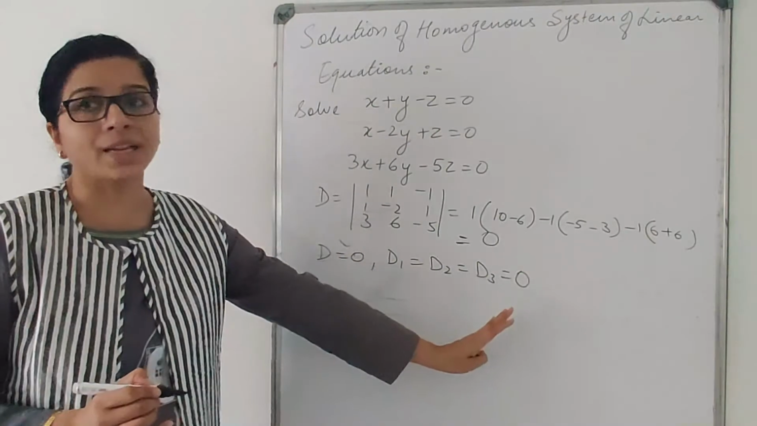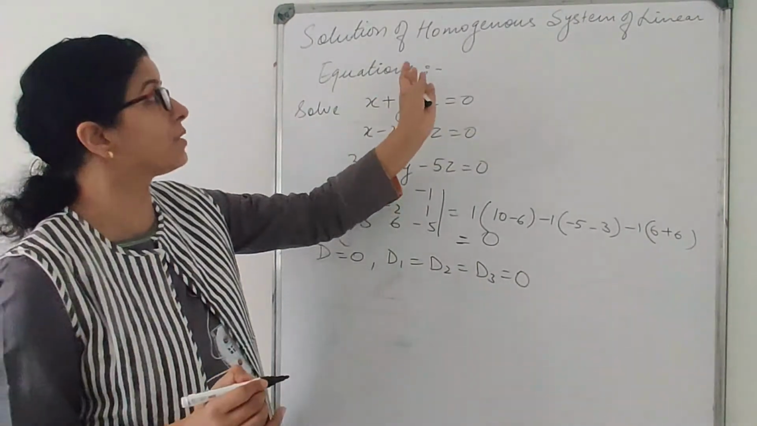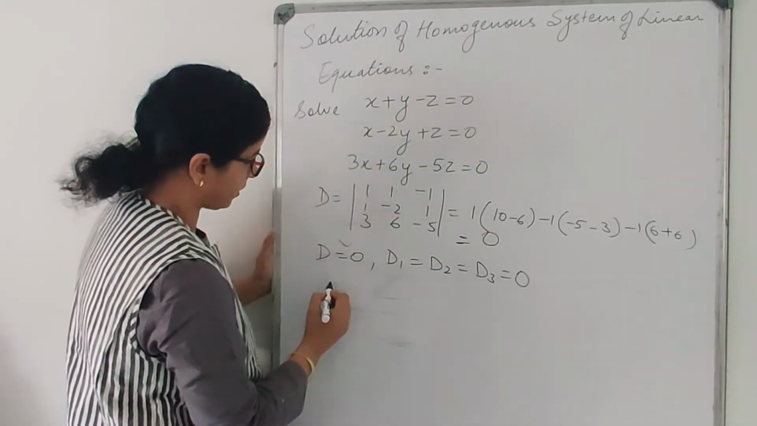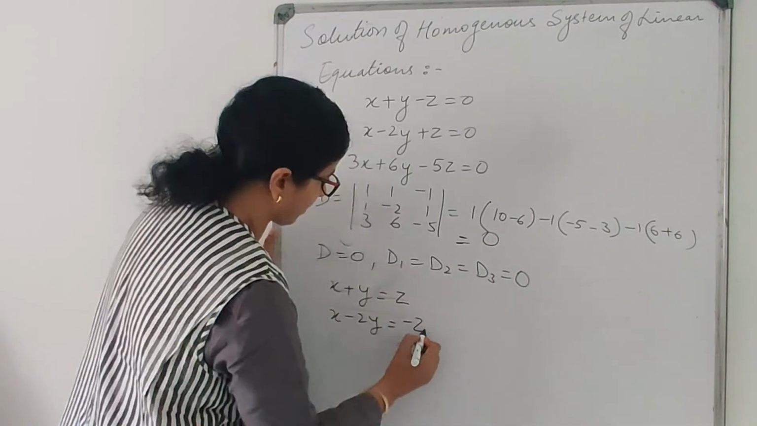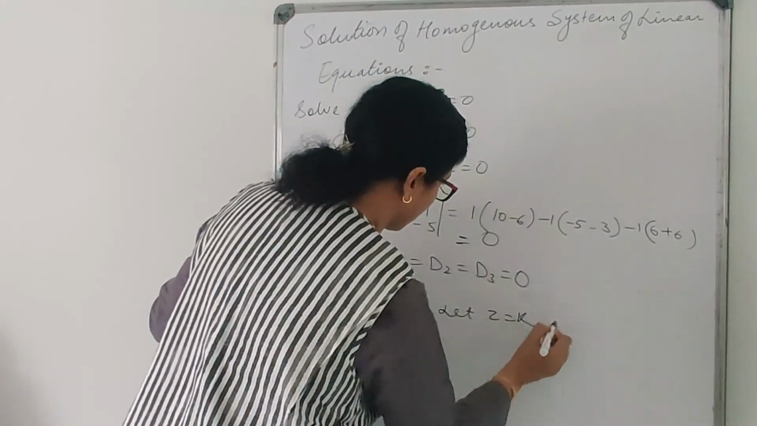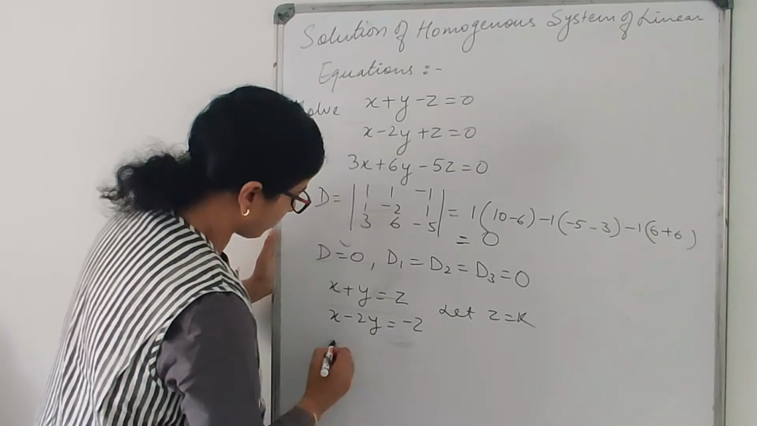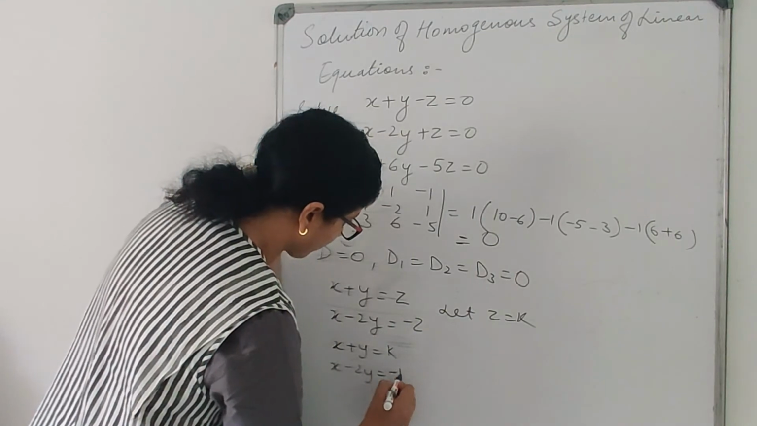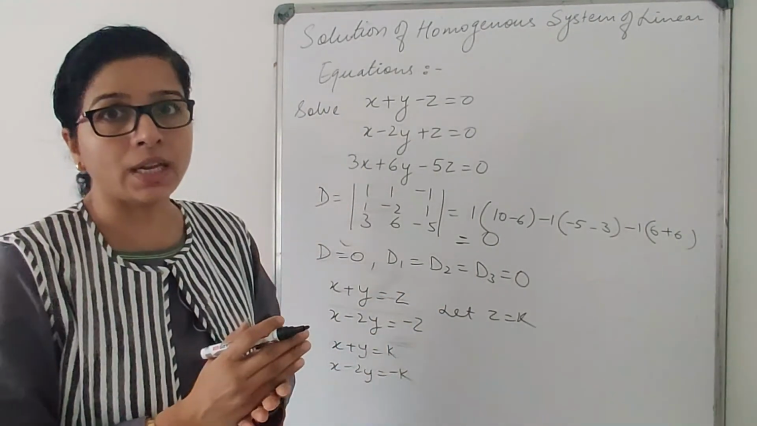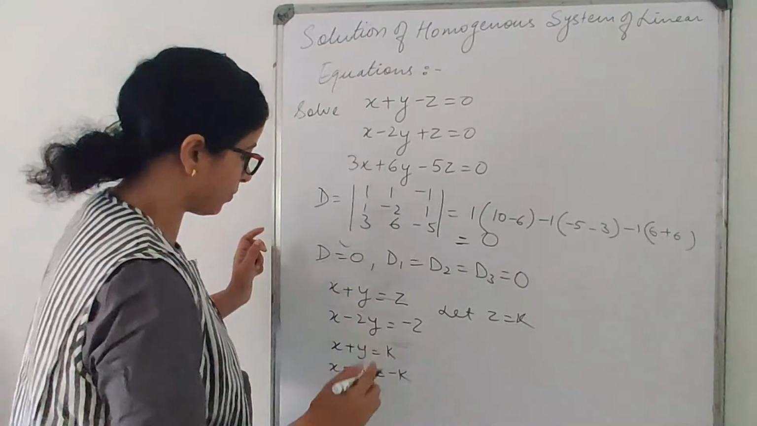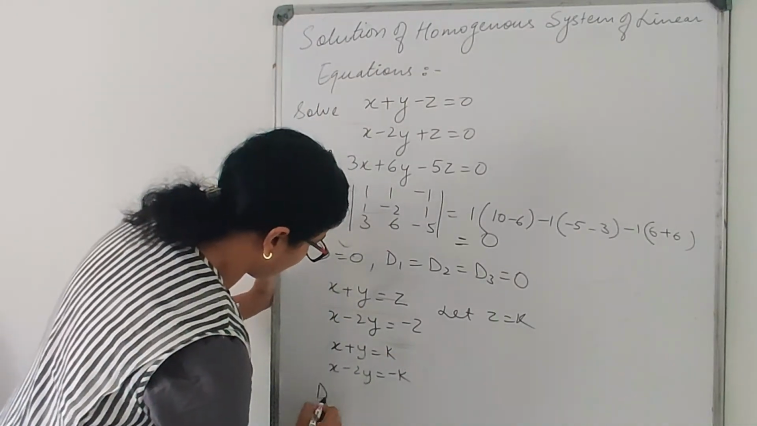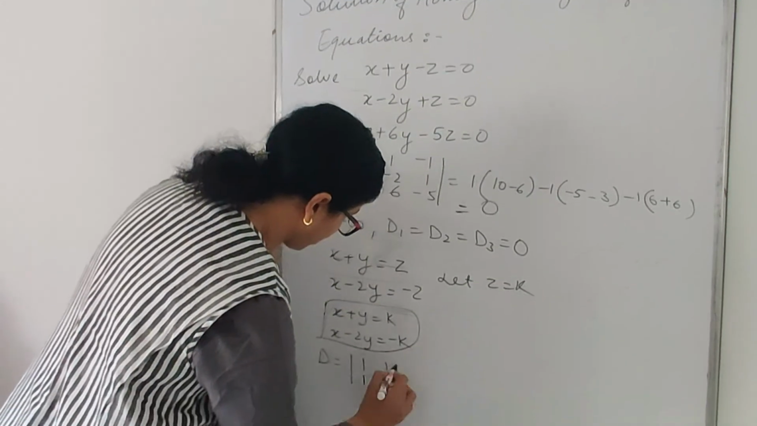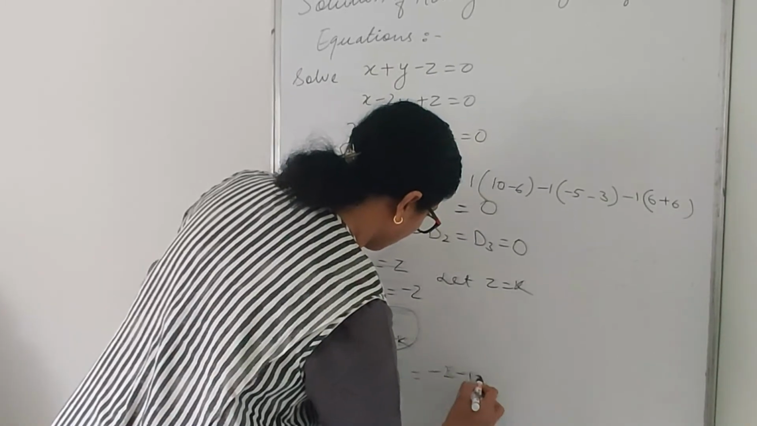Now it becomes the same case. We find two equations and send the z to the other side. So now I will replace the equation like this and let z is equal to k. Basically my equations will become x plus y equals k, x minus 2y equals minus k. I'll find the values of D, D1 and D2. What will be the value of D for these two equations? It will be 1, 1, 1, minus 2. So I'm getting minus 2 minus 1, which means minus 3.